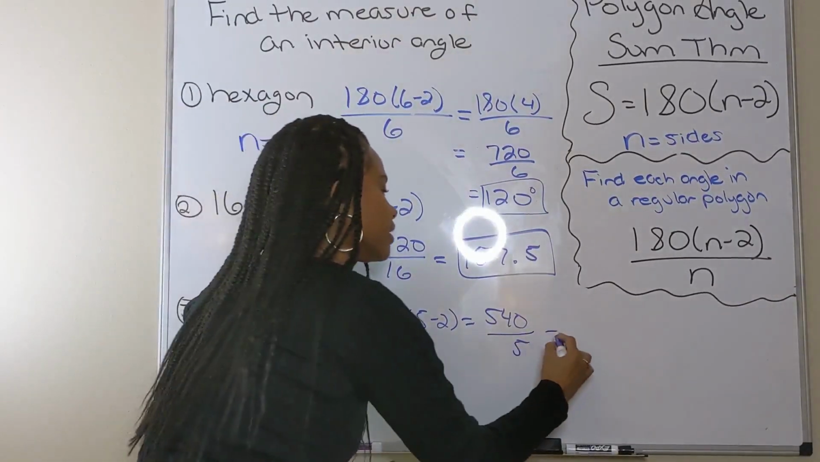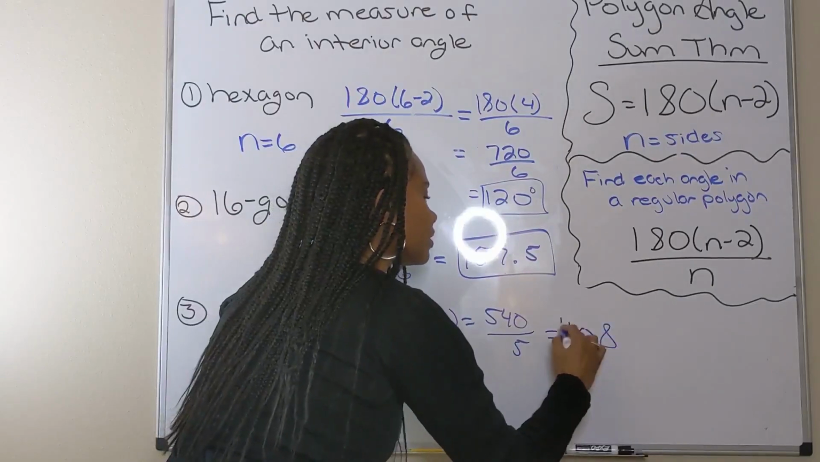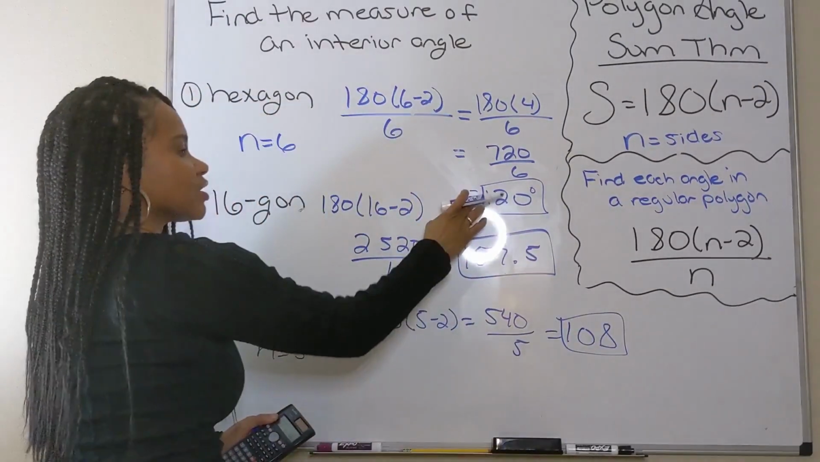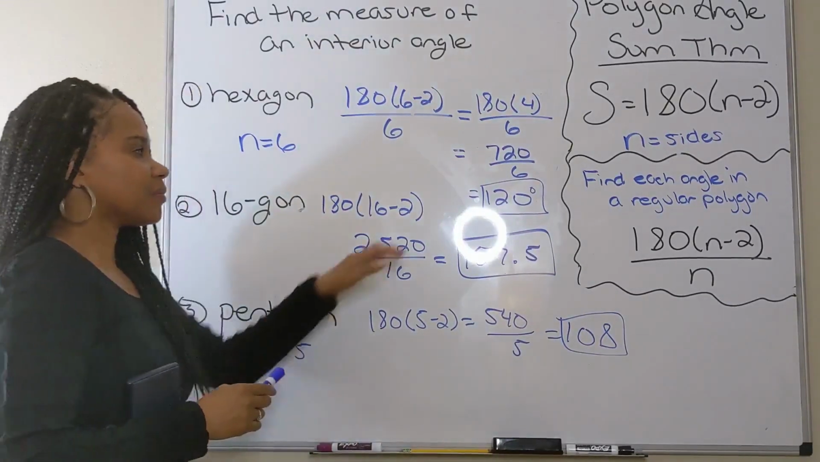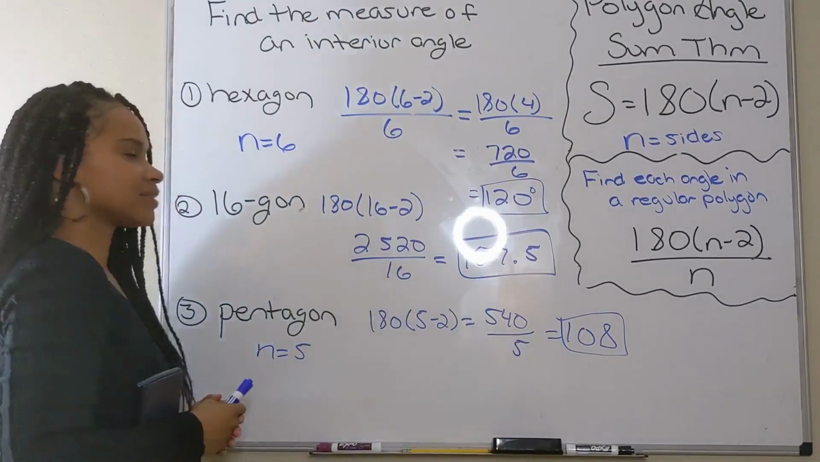And that is 108. All right. So we found the measure of one angle in each of these regular polygons.